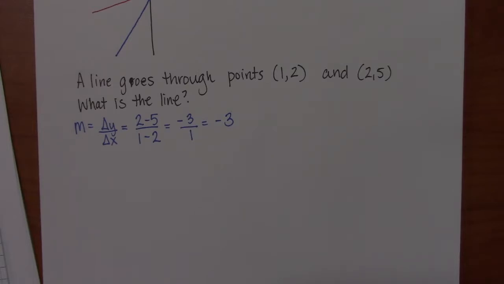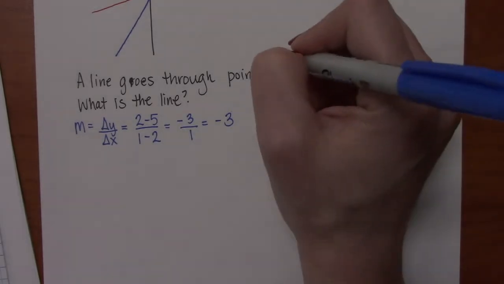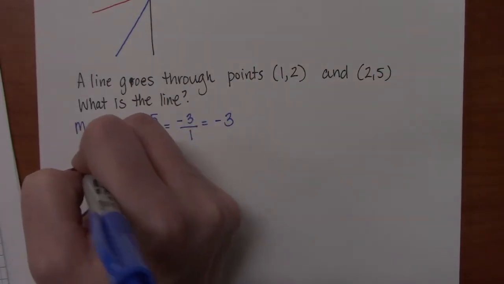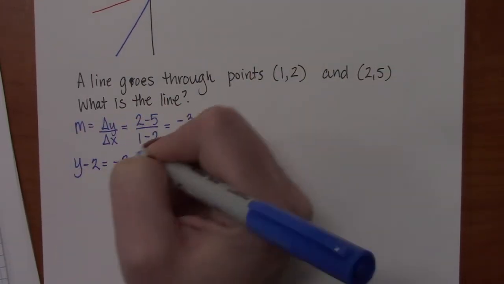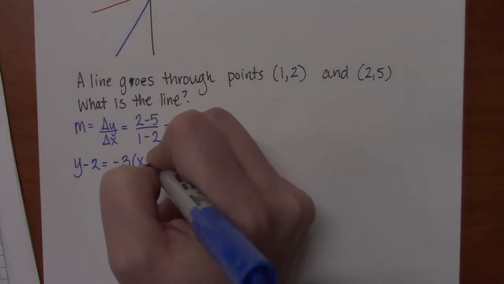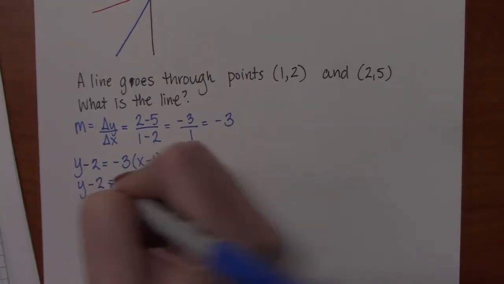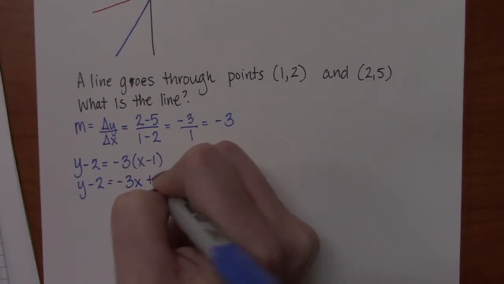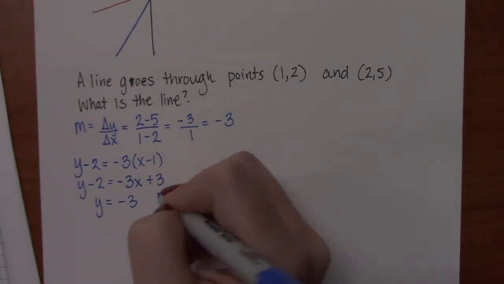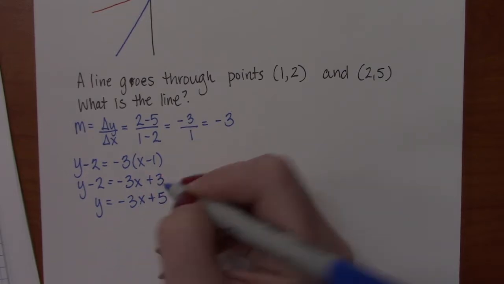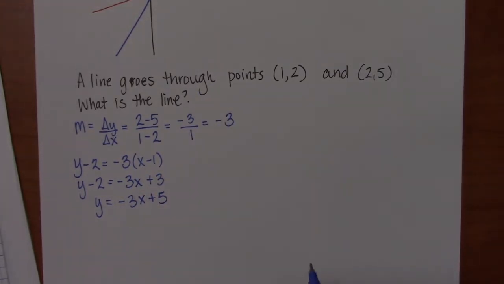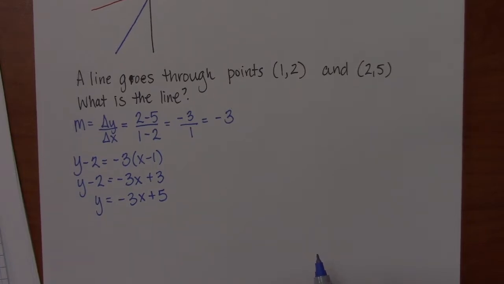If we want to write the equation of the line, we're going to do this using both points, just so you can see you end up with the same answer. If I use the first point, I would say y minus 2 equals -3 times x minus 1. When we distribute out the right side and solve for y, did I do this right? 2 minus 5, 1 minus 2. Yeah, okay.